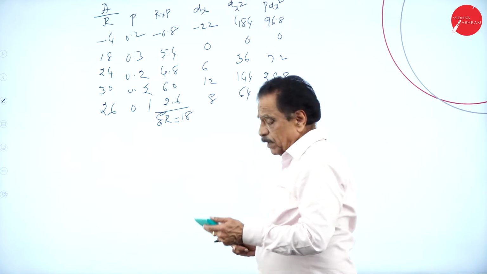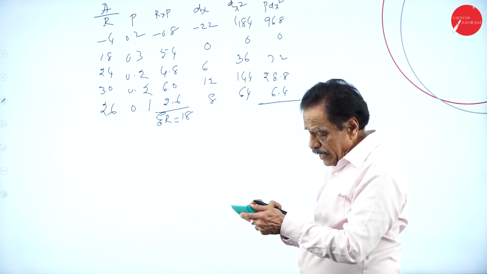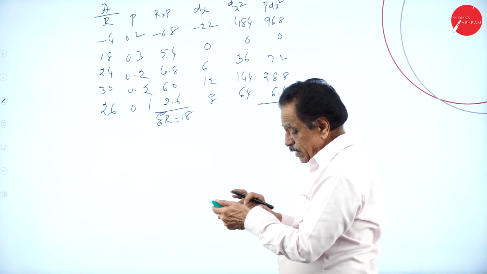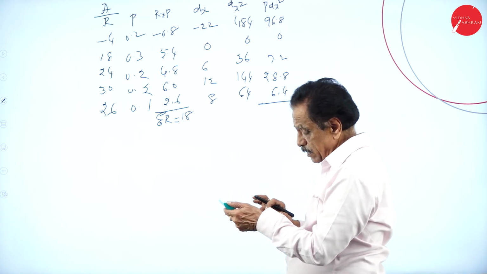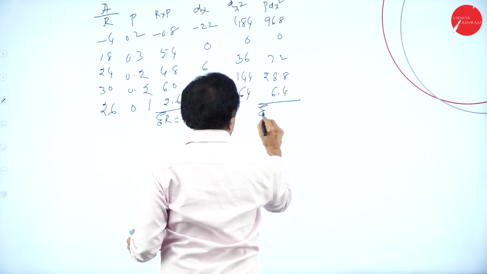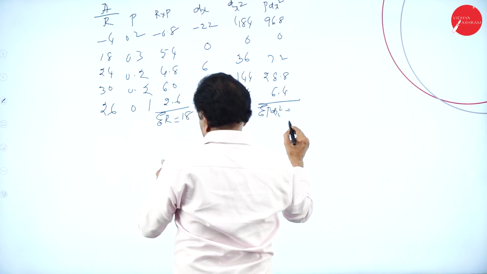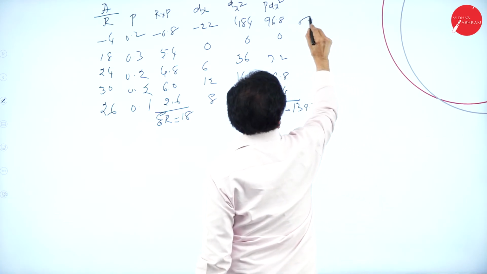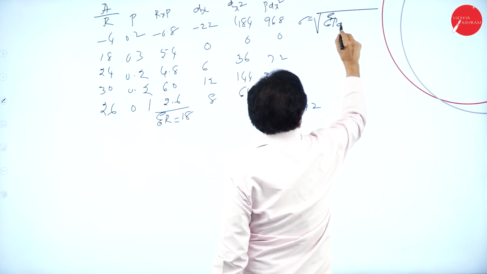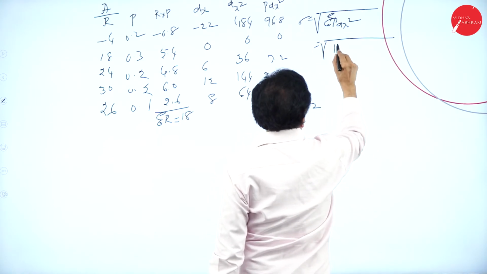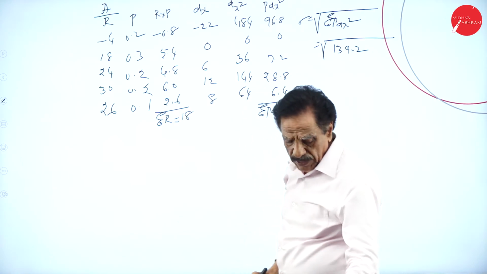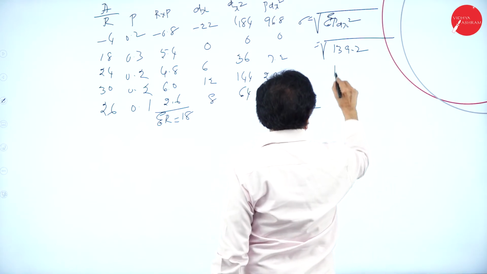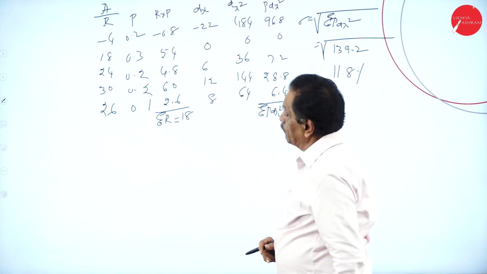Add the figures: 6.4 plus 28.8 plus 7.2 plus 96.8 gives 139.2, which is sigma PDX square. So standard deviation is equal to the root of sigma PDX square, the root of 139.2, which is 11.798, so 11.8. This goes in favor of A.